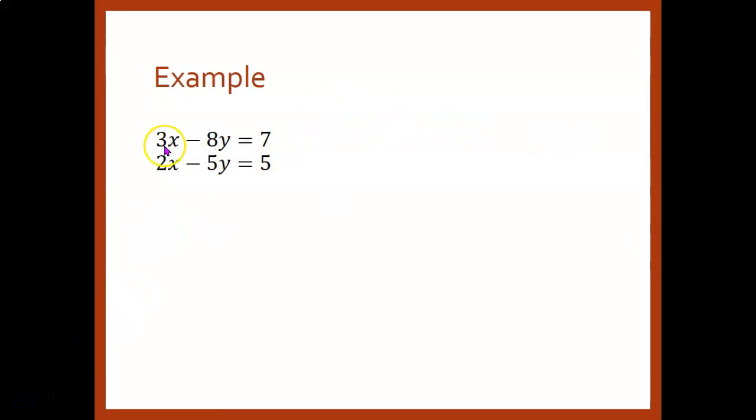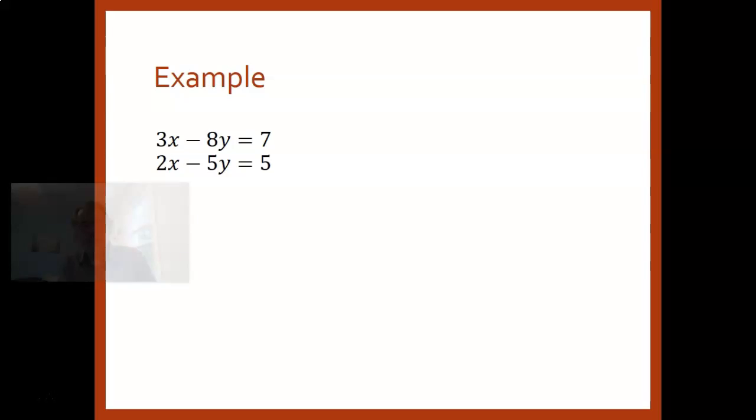In order to eliminate one of the variables, either the x's or the y's, I need the coefficients in front of that variable to add up to 0 so that they can kill each other off. That means they have to be the same number except that one of them has to be positive and the other one has to be negative. Can you see how we can accomplish that?